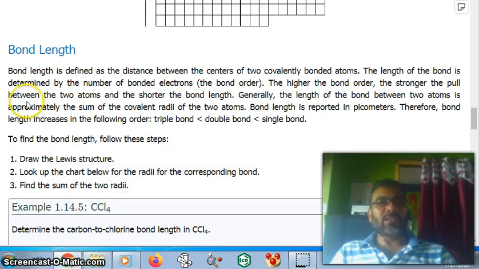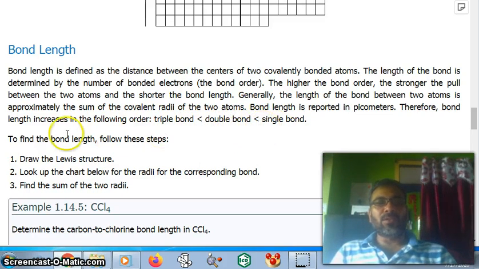Now bond length. Bond length is defined as the distance between the centers of two covalently bonded atoms. The length of the bond is determined by the number of bonded electrons. The higher the bond order, the stronger the pull between the two atoms, and the shorter the bond length. Generally, the length of the bond between two atoms is approximately the sum of the covalent radii of the two atoms. Bond length is reported in picometers. Therefore, bond length increases in the following order: triple bond, less than double bond, less than single bond.